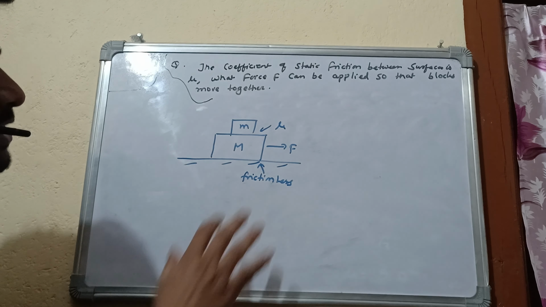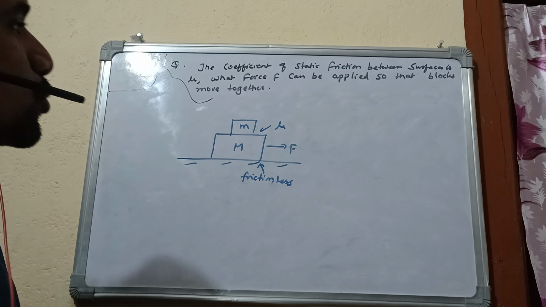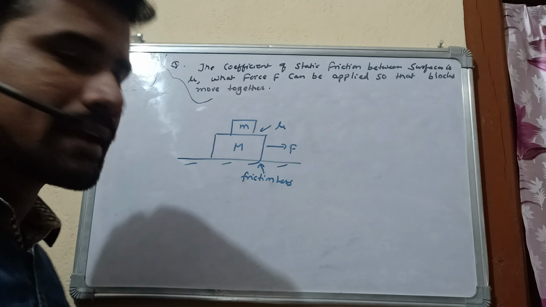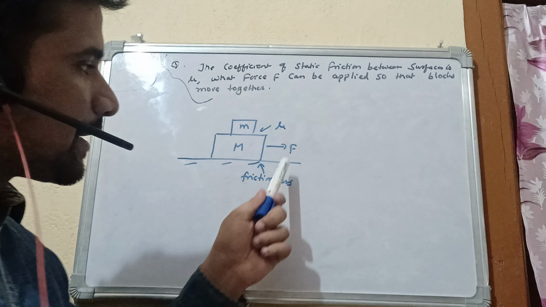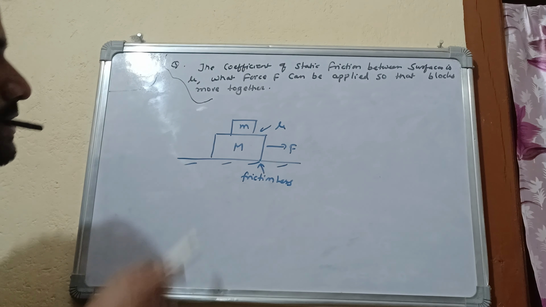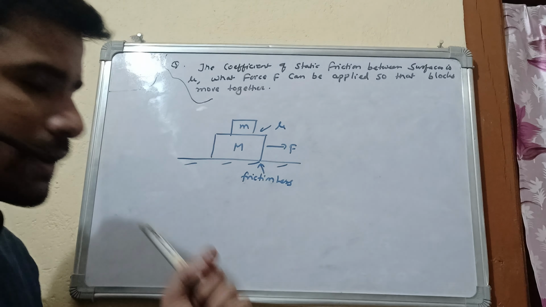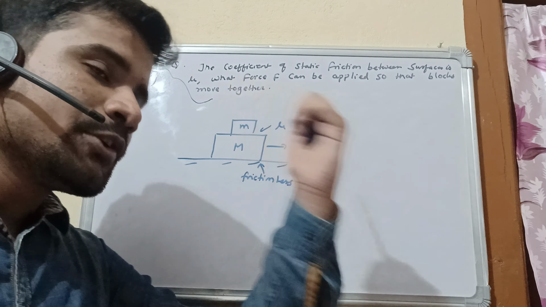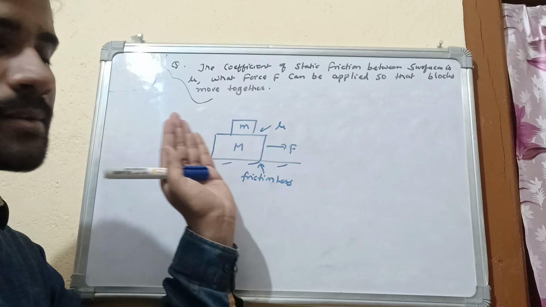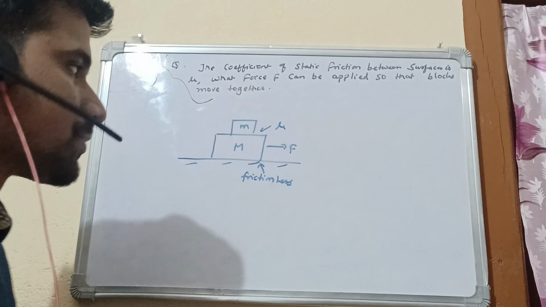We need to find the maximum force F which is applied on the capital M block so that these blocks move together. And why is the question like that? Because if F exceeds some magnitude, there is a chance that small m will slip back to the left. So we need to find the maximum value of F we can apply so that these two blocks go together with a common acceleration.